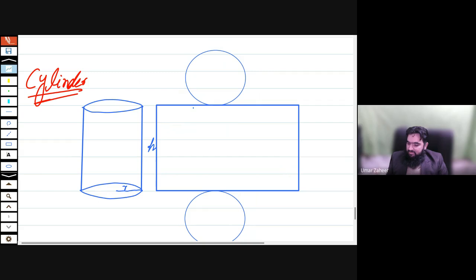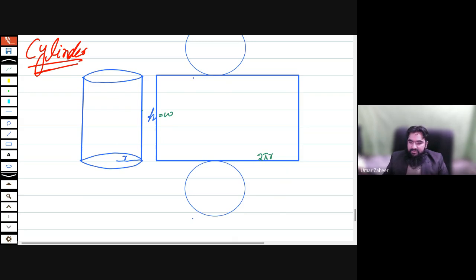And the important thing in the rectangle is that the height of the cylinder is basically the width of the rectangle, and the length of the rectangle is basically the circumference of the circle, because this circle is going to be opened. It is a circle, now it will become a straight line. We find it by 2 pi r, this radius. And obviously we know how to find the area of a circle, that is pi r square, and the area of a rectangle, that is length multiplied by width.